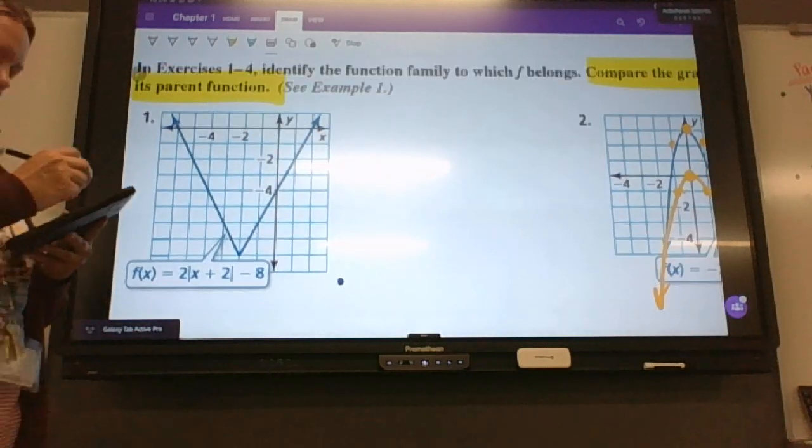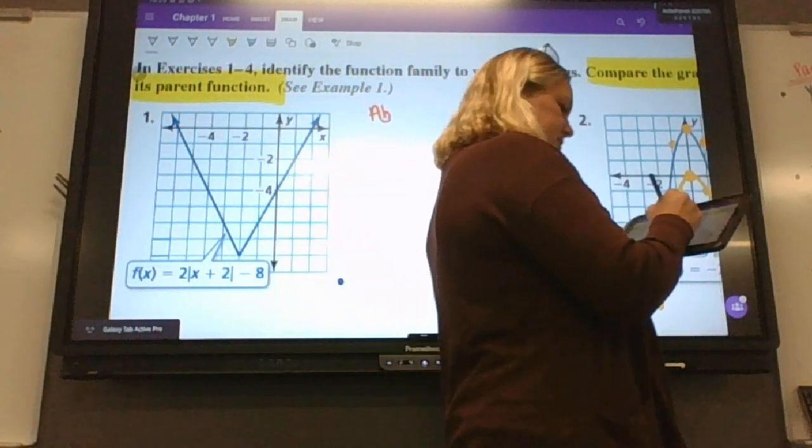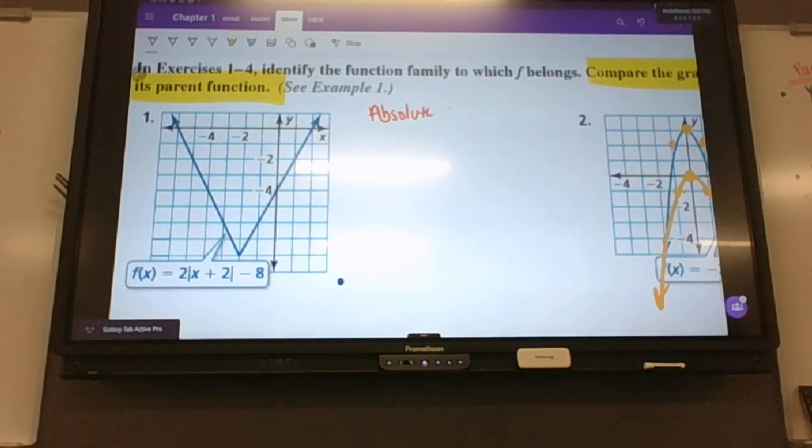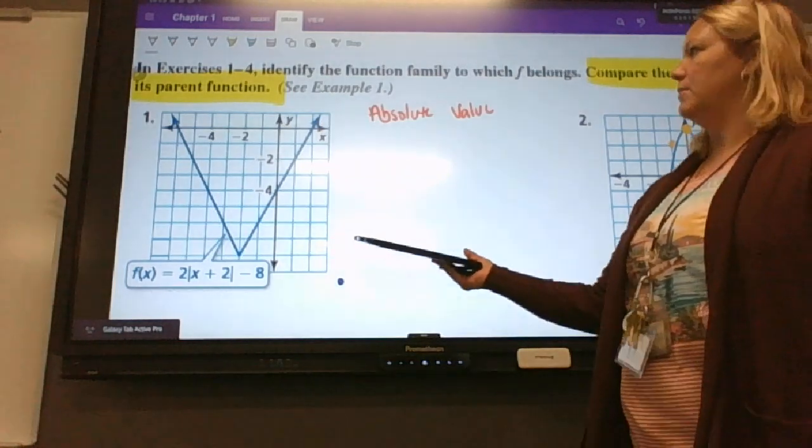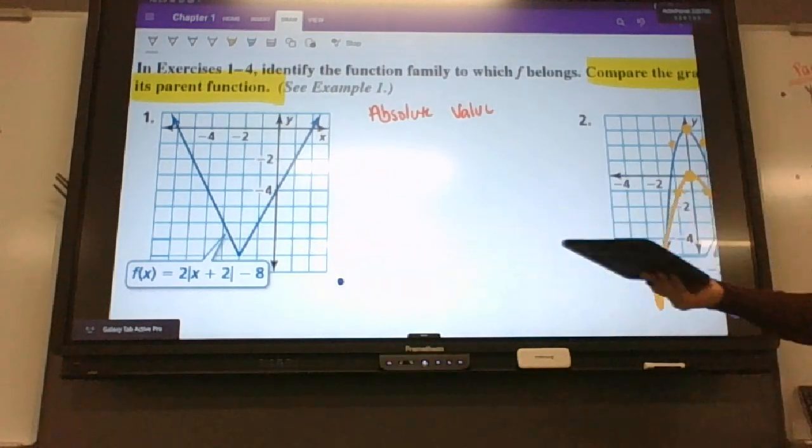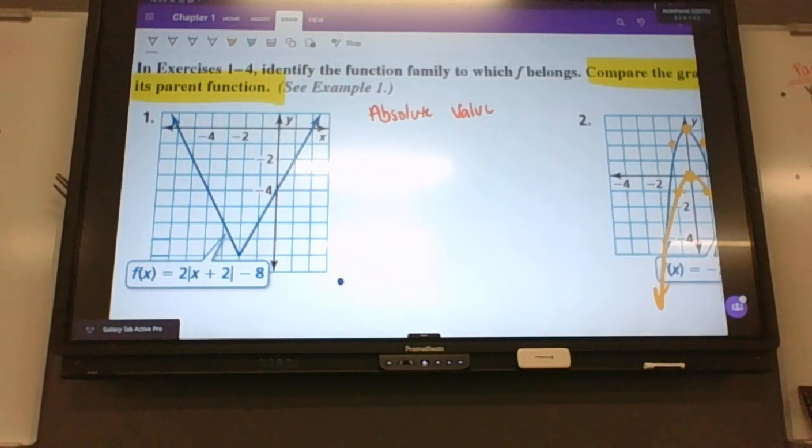Right, number one, your skill yesterday. If you were here yesterday, what you should be mastering at this point is naming the function family. This is a V shape. Everybody should say that this is absolute value. Did anybody who just came in and was not here yesterday need a handout? Okay. Now I'm going to put that parent function there.